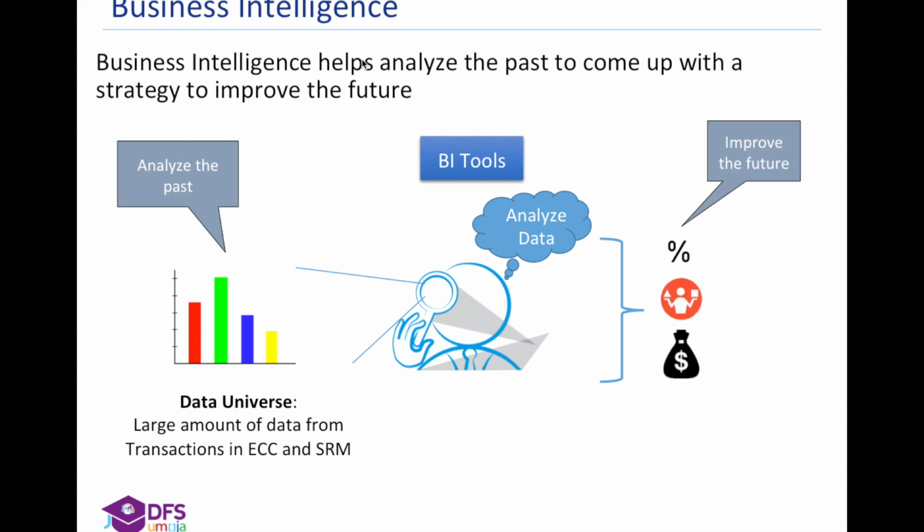So briefly, the business intelligence tool will help us analyze the data that so far is accumulated in ECC and SRM as transactional data. And the BI tool will compile this data so that then we can analyze this data and improve our own future.